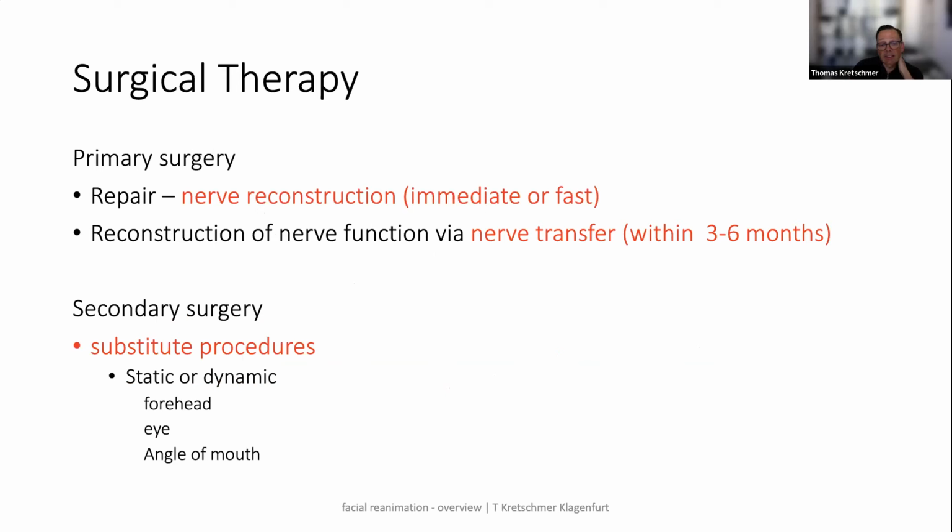And that is something else that is frequently not even thought about, that you could do it on the spot. Sometimes you could repair and reconstruct the facial nerve intradurally, or at least 2 or 3 days later. And then we have the choice of reconstruction of nerve function via nerve transfer. And then we have all the secondary measures, which we will hear about later on.